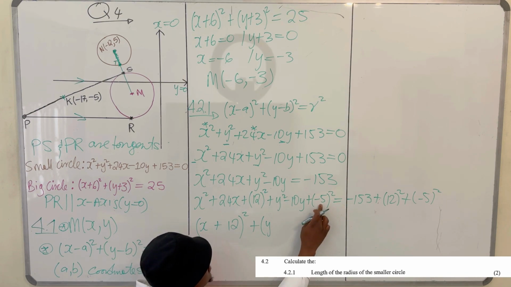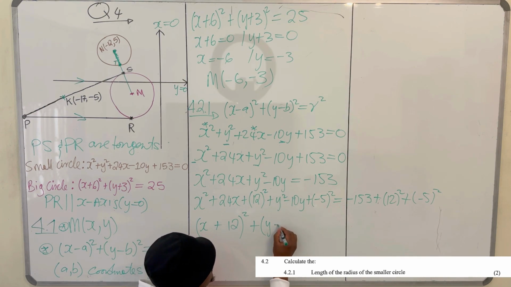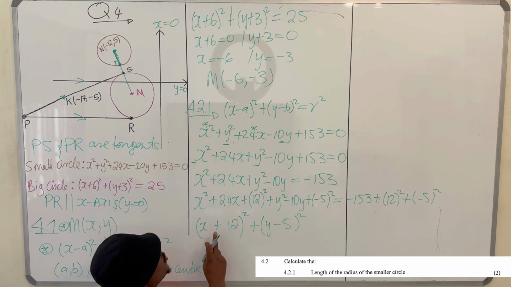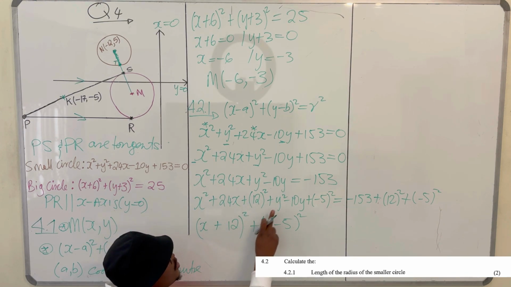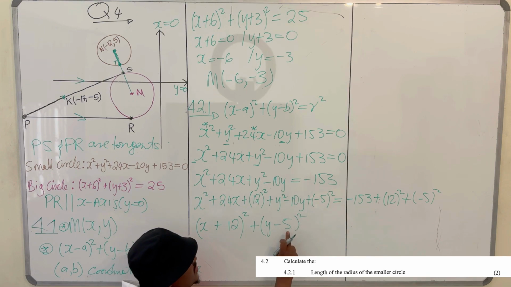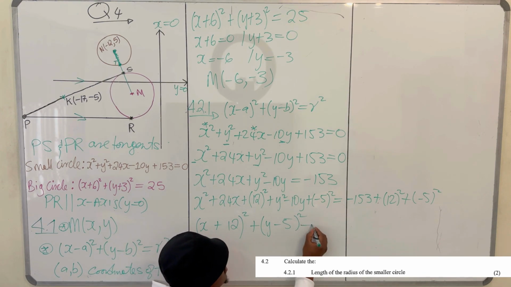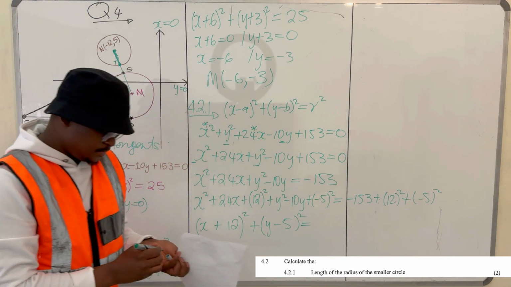And then what do we have? You have minus 5 all squared. So what I'm doing, you take one and take that. So this is x, here's x, this is positive 12, here is positive 12. So it's y, here's y. It's minus 5, here's minus 5. Done.